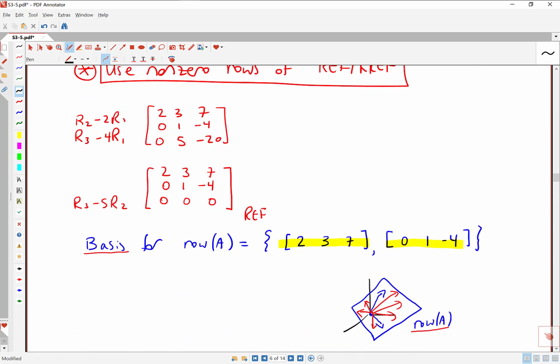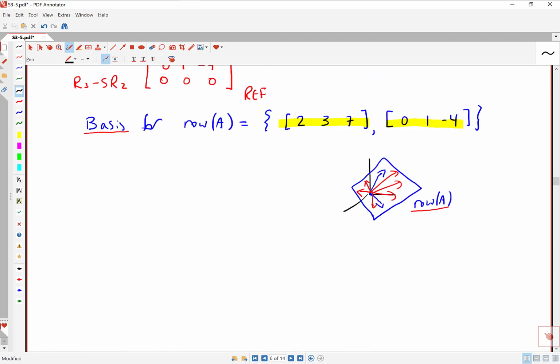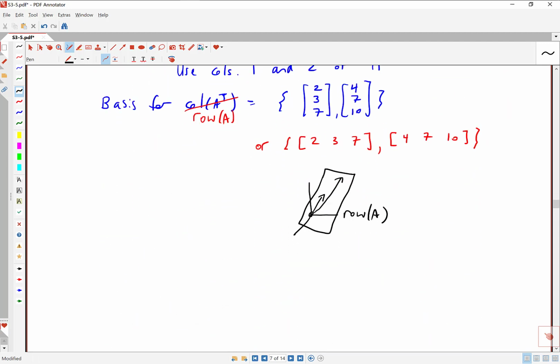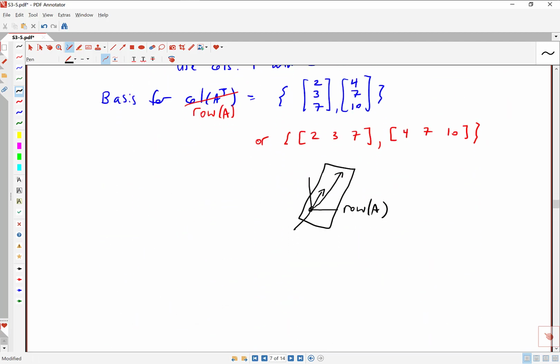So let's go back to that picture. Here's our picture from part A where we drew the row space of A. Here's our picture from part C where we drew the row space of A. So it's really exactly the same plane. If we drew it super carefully, the planes would look identical. The only difference is just in what these basis vectors look like.